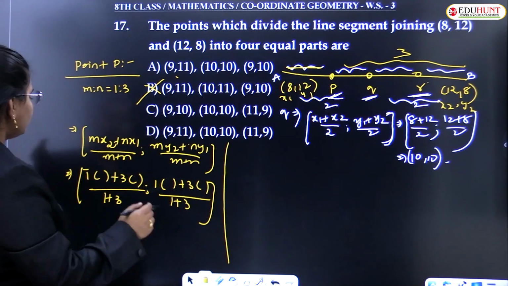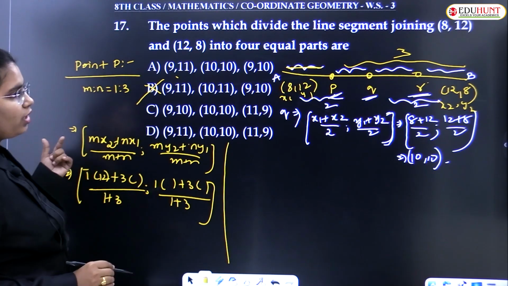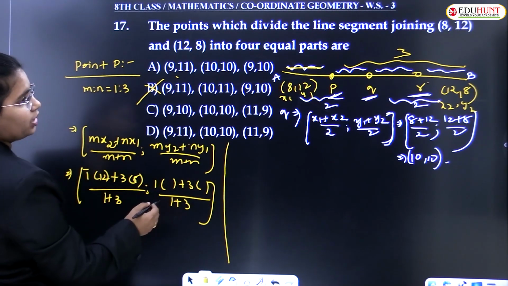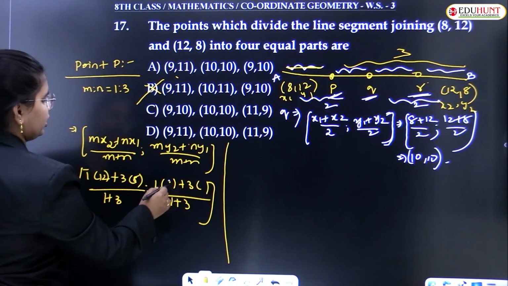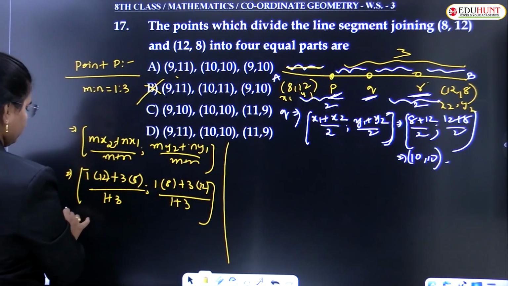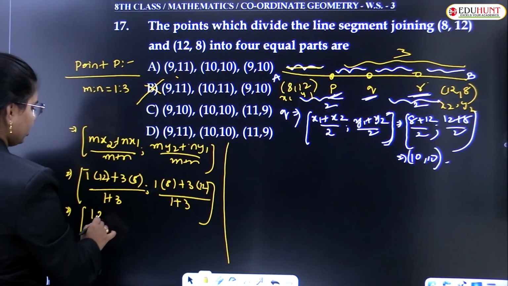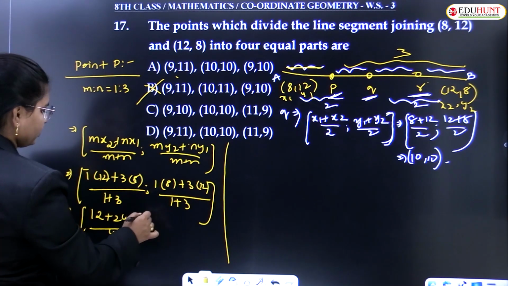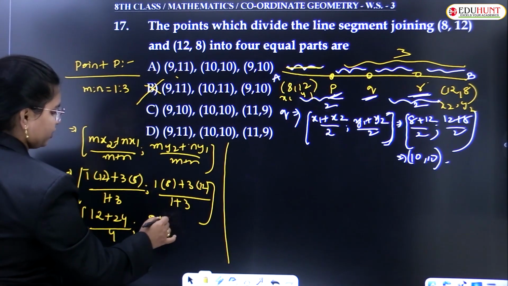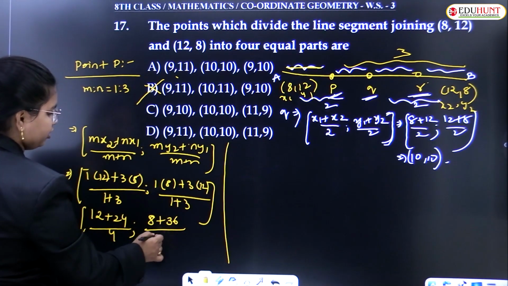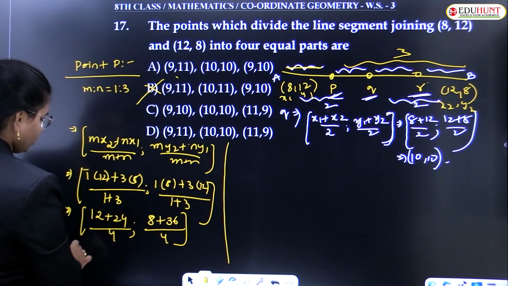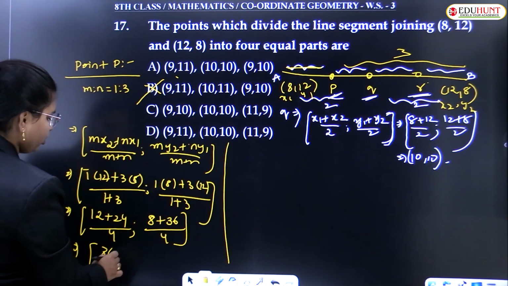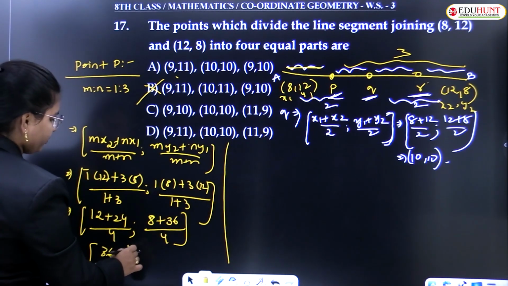What is x2? 12. What is x1? 8. Correct? Similarly here also y2, y1. What is y2? 8 and this is 12. Reverse. So 1 into 12 is 12 plus 24 by 4. And this will become 8 plus 3 12s, 36 by 4. Correct? So 12 plus 24, which is how much? 36 by 4 and 44 by 4.